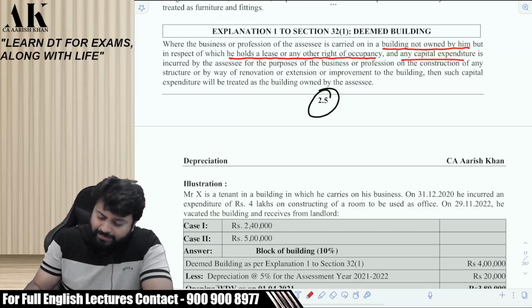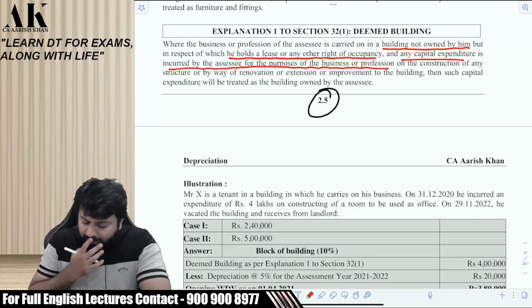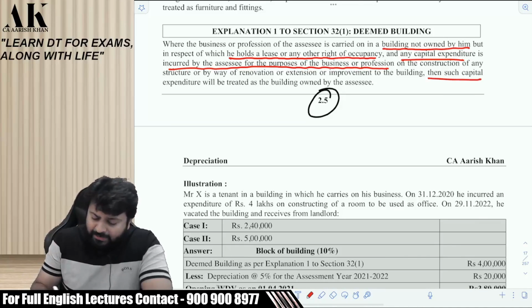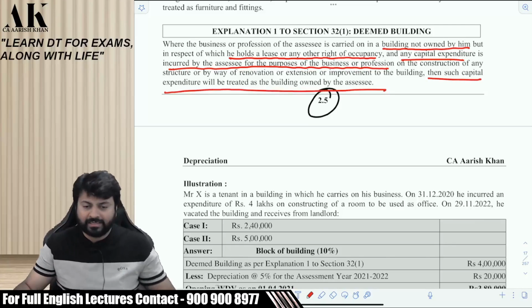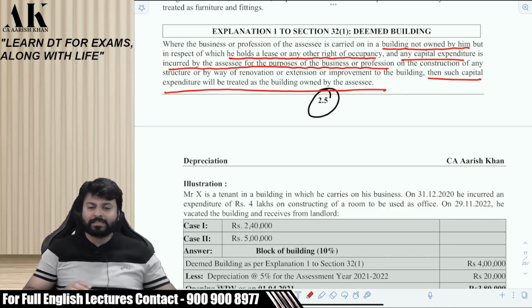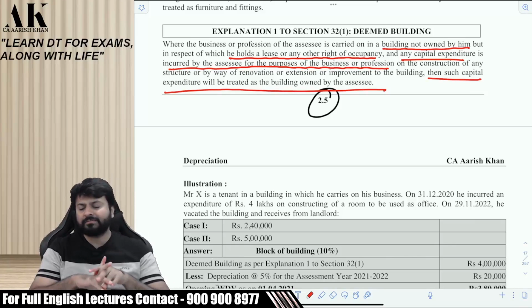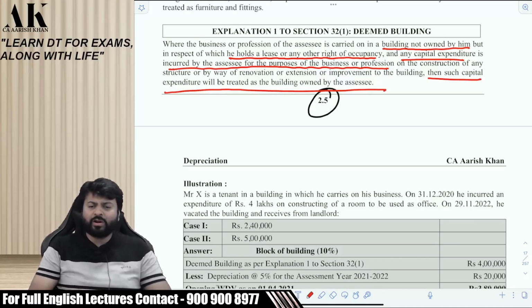And any capital expenditure is incurred by the assessee for the purpose of business or profession on the construction of any structure or by way of renovation or extension or improvement of building, then such capital expenditure shall be treated as building owned by the assessee. So it will be considered as a deemed building. Is it clear to all of you?